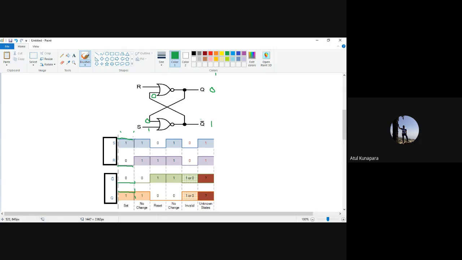Then, if you keep the set input for the next cycle also, it will keep Q bar at 0 as it is and Q at 1 as it is, unless next time you give S equal to 0 and R equal to 1. At that time it will convert this to 1 and that to 0. Are you getting it?